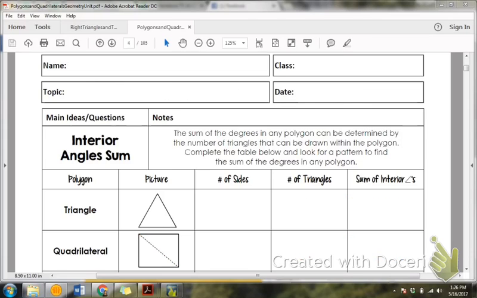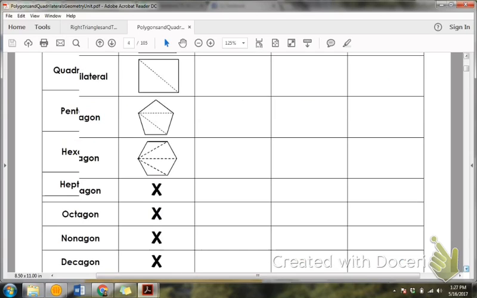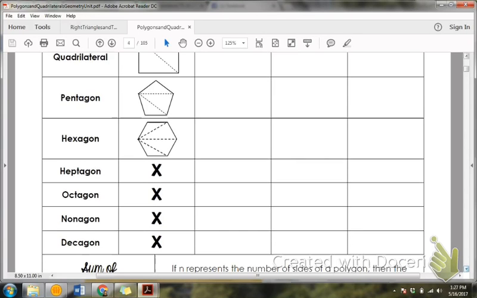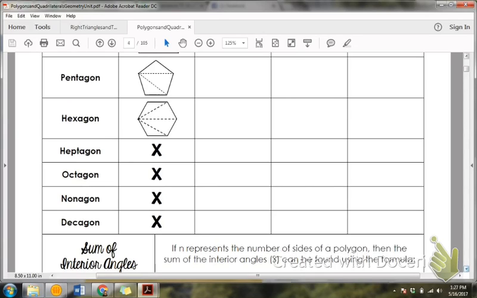So let's look at a pentagon. A pentagon has how many sides? 5 sides. How many triangles do you see that are drawn there in a pentagon? 3. So then we're going to do 3 times 180. Brian says 540. Does anyone else get 540? Okay. So that means that all of the angles inside a pentagon add up to be 540.